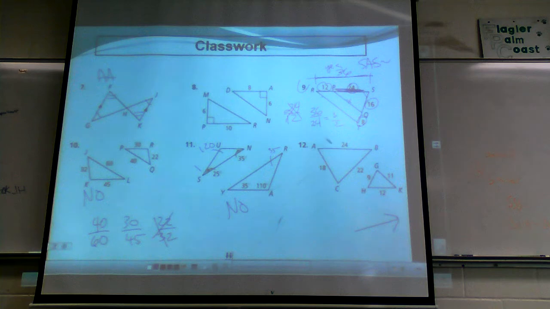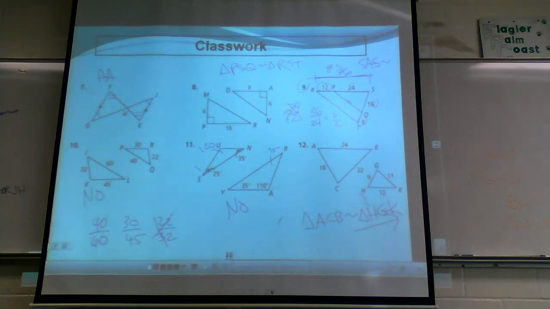Yes. All right, and really with the ones that were yes, you should have done the similarity statement. So 7's right. 12, the similarity statement there with ACB, similar to. And then this one up here, like 9, would be PSQ and RS. Okay. Yeah. Now the photos ABC equal H 13. Okay.